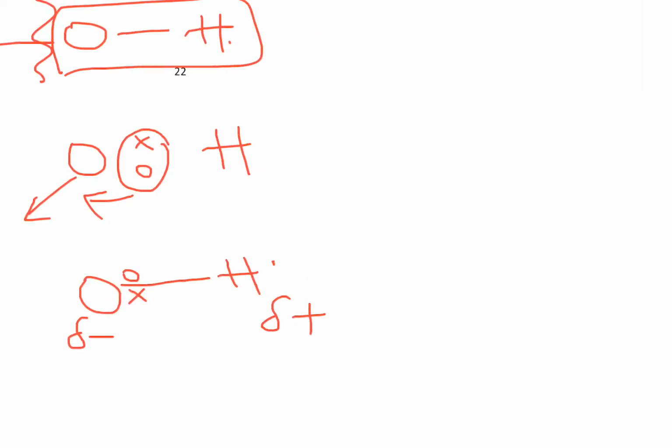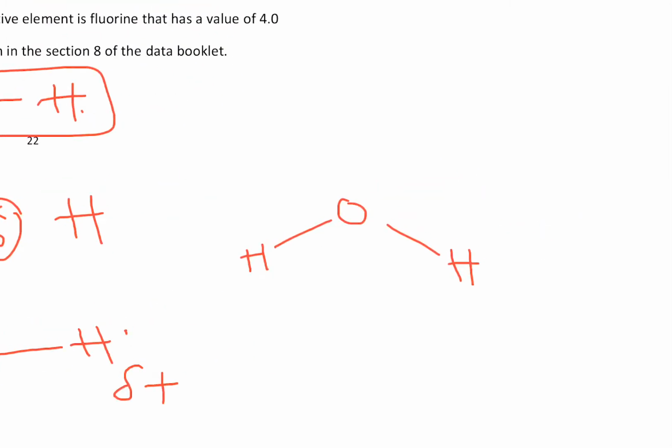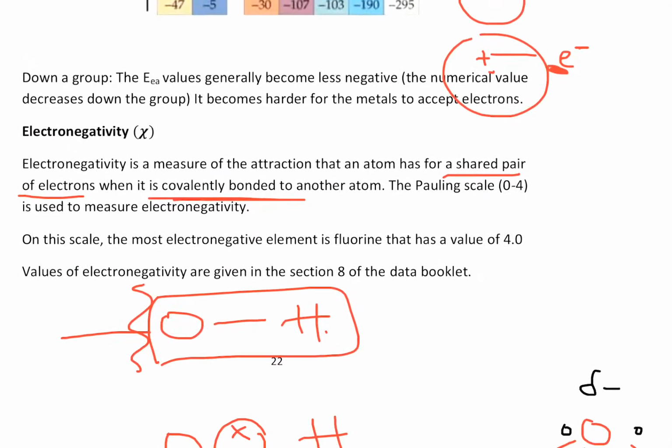This is what happens in the water molecule. So H2O, because oxygen is electronegative, the electrons are going to be closer. The shared pair of electrons in that covalent bond is going to be concentrated around the oxygen. So you will have a delta minus around the oxygen and a delta plus around the hydrogen. So this is what electronegativity means.